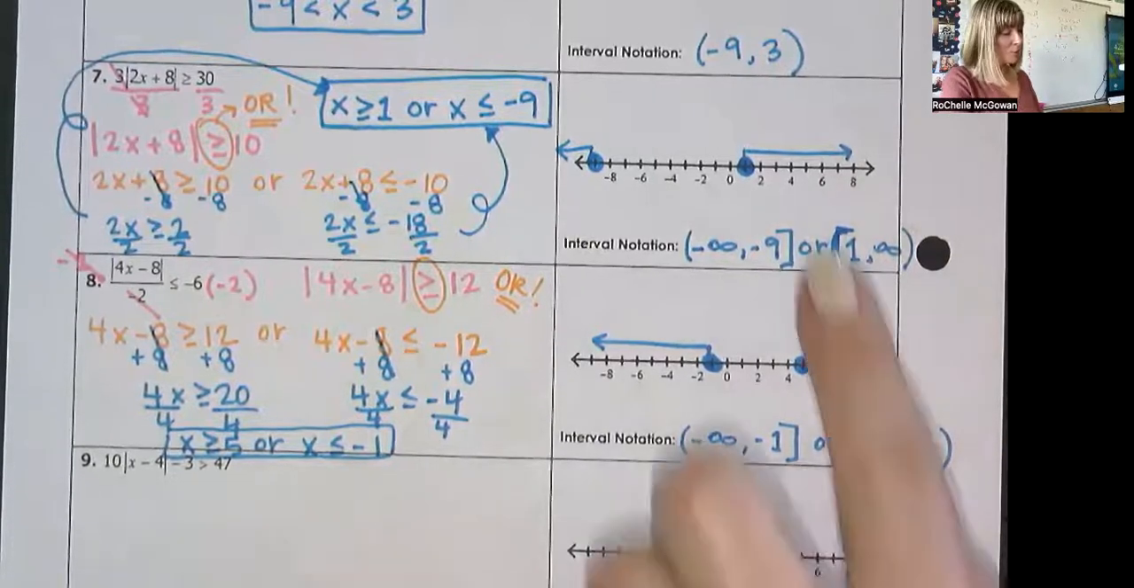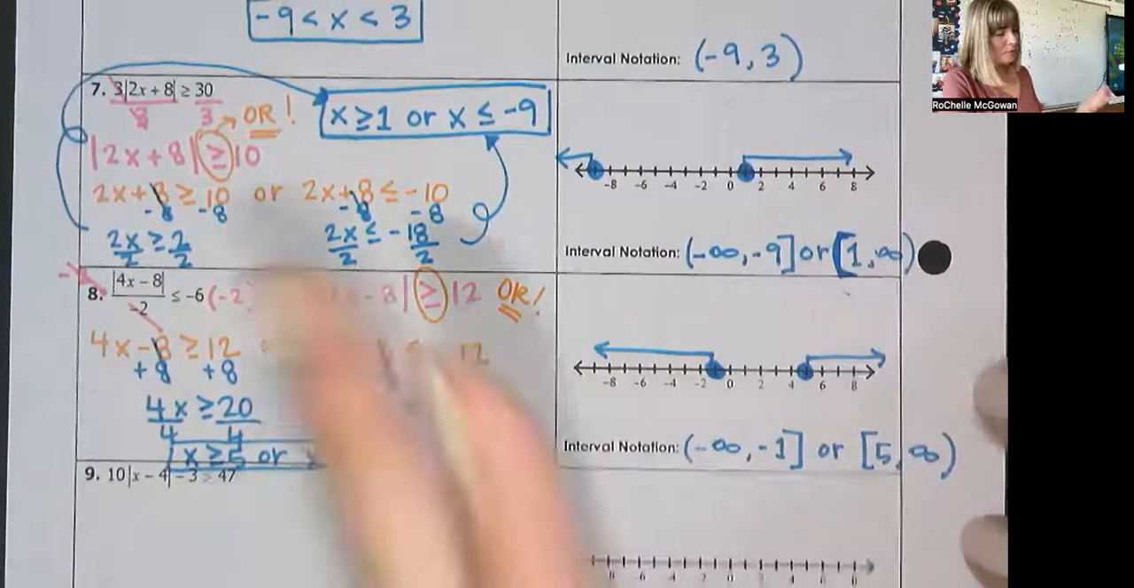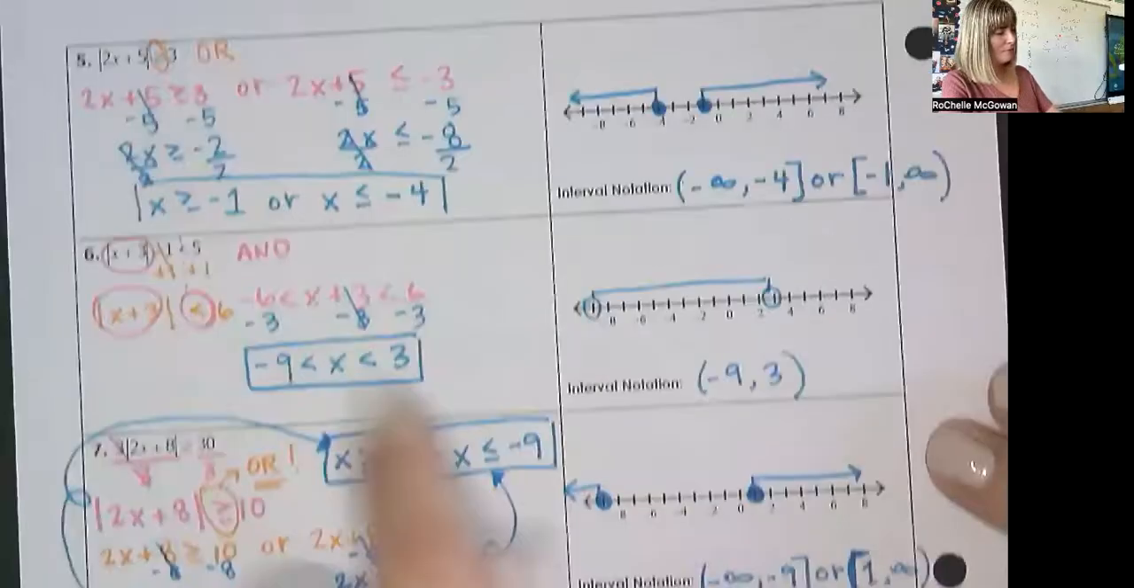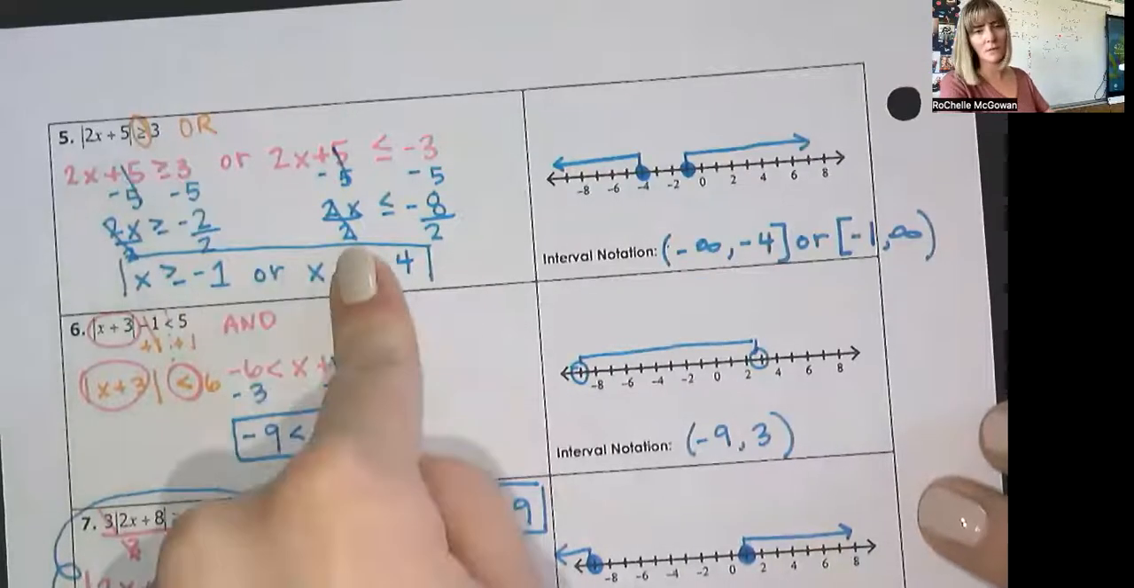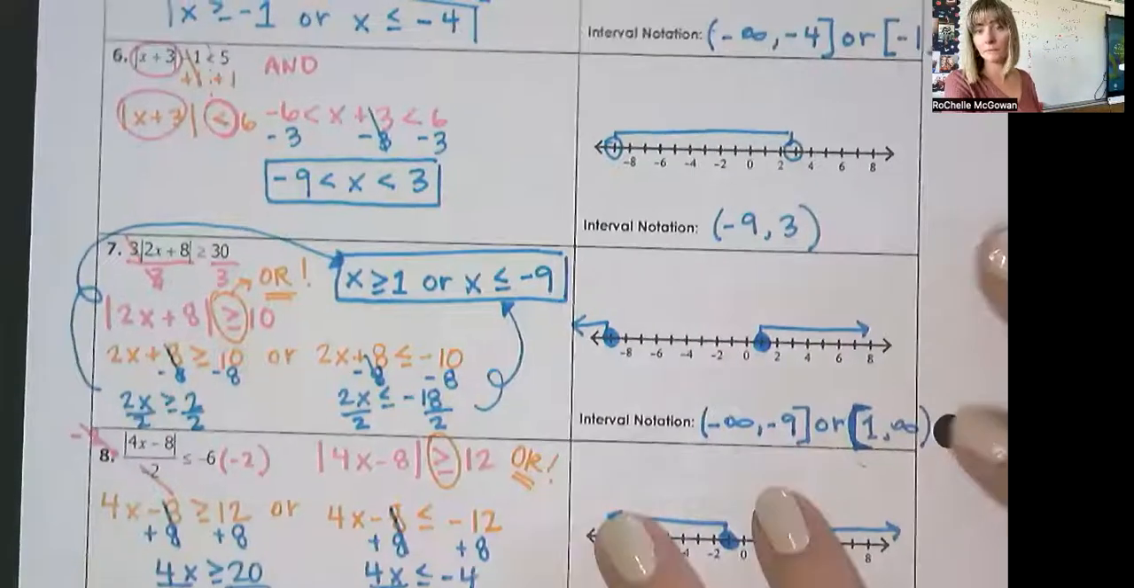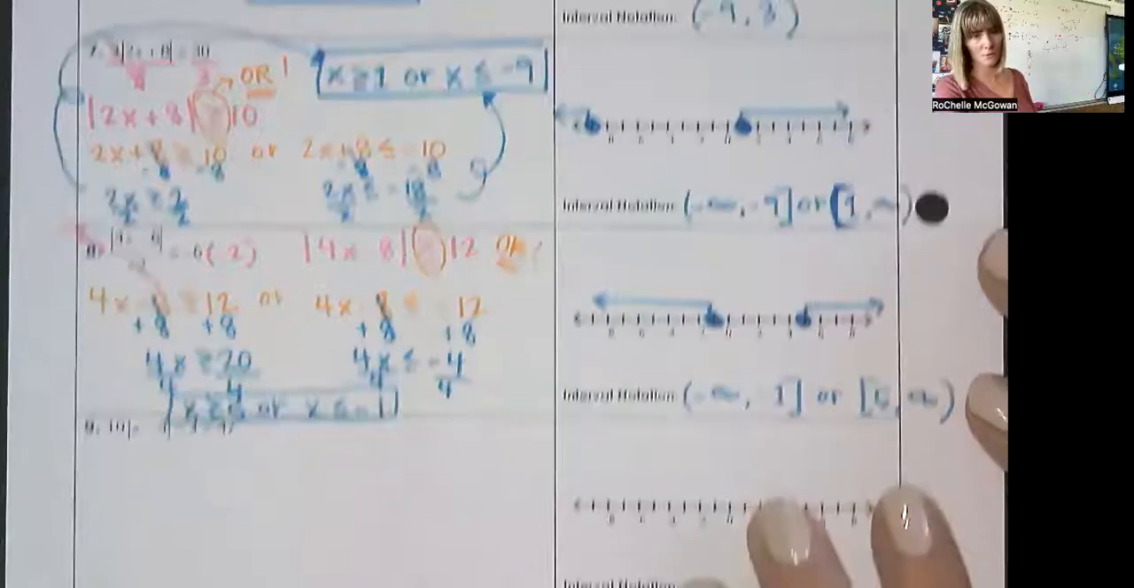Okay, so these are both brackets. Absolute values always have to be the same because they came from the same starting point. So either they both have a line on them or they both don't. They're both closed circles or they're both open circles.